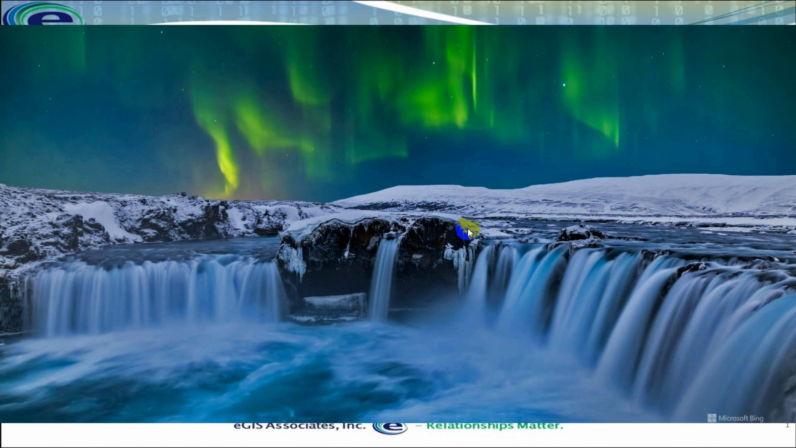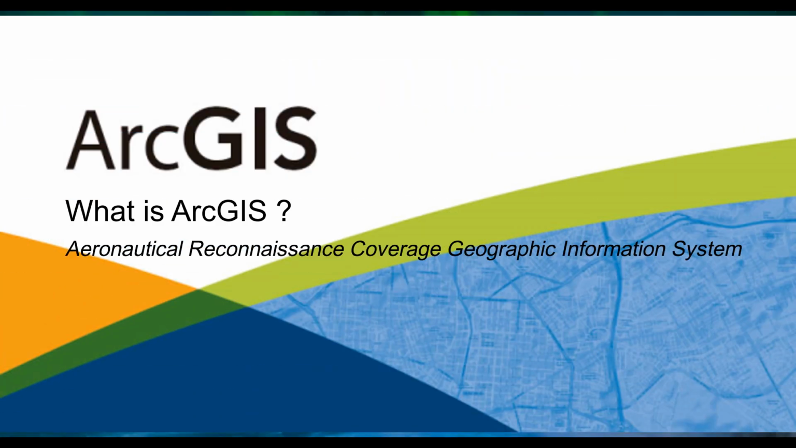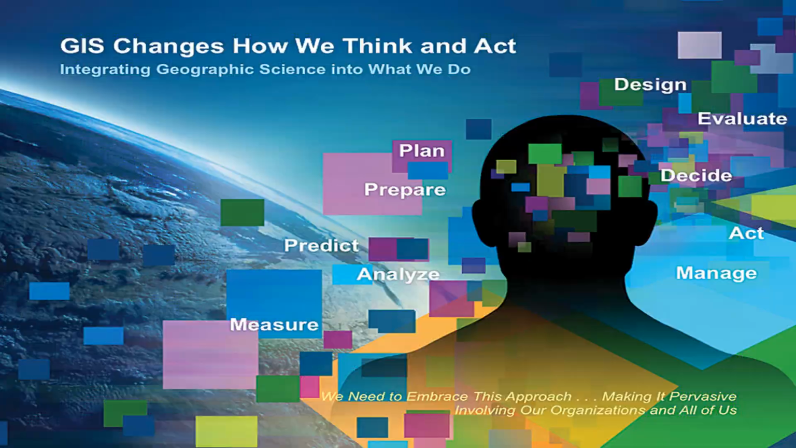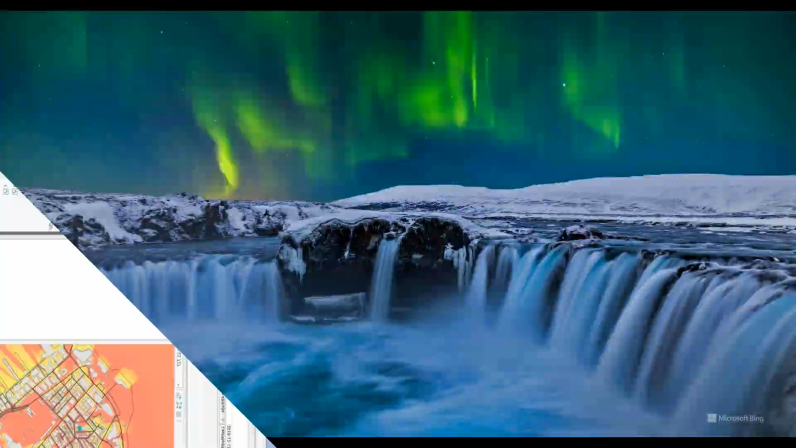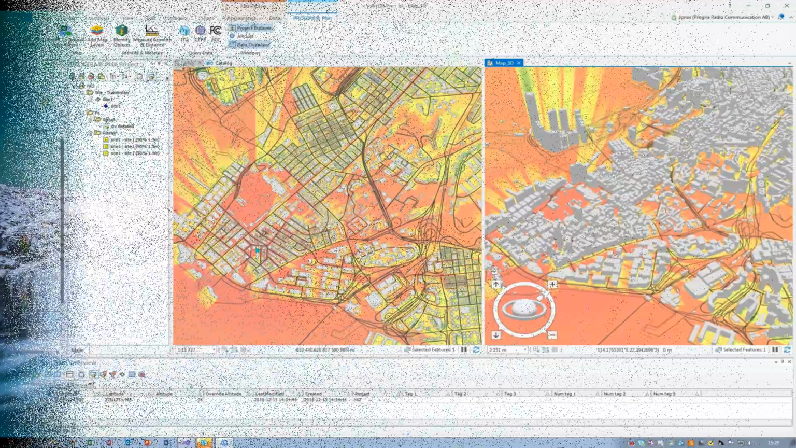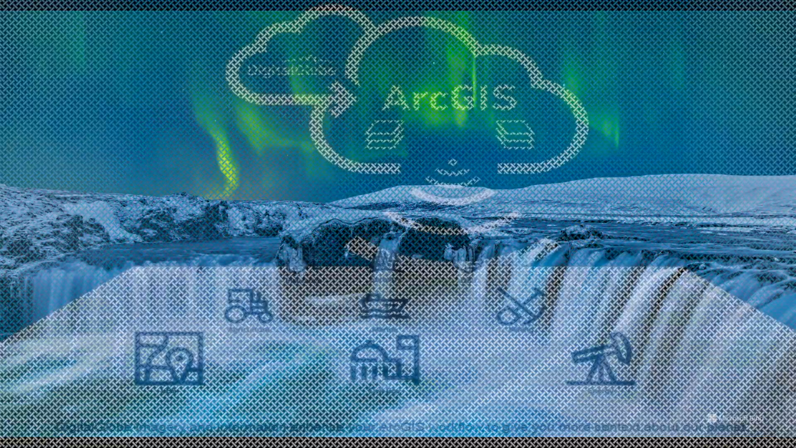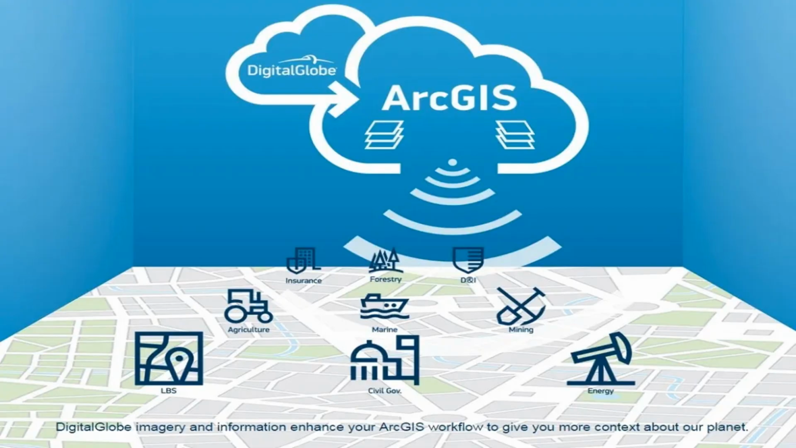What is ArcGIS? Aeronautical Reconnaissance Coverage Geographic Information System. Why do we use ArcGIS? Creating geographic information maps with point, line and polygon features with attribute information. Now it's used for health departments, transportation, navigation, and also some engineering sites.